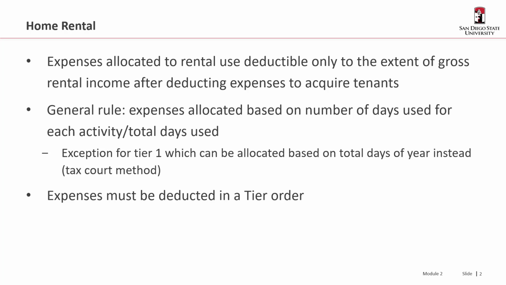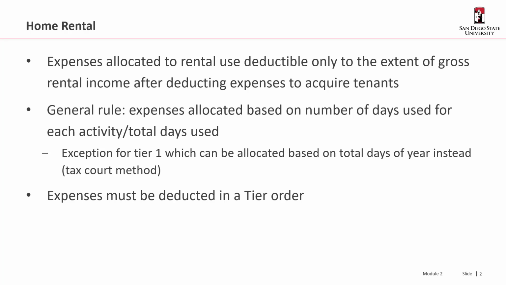So expenses allocated to rental use are deductible only to the extent of gross rental income after deducting our direct expenses. So this is true of category 2, the general or in-between category. Expenses are allocated based on the number of days used for each activity. Recall again back to the previous video where we counted what were personal days and what were rental days. But there is an exception for Tier 1 expenses.